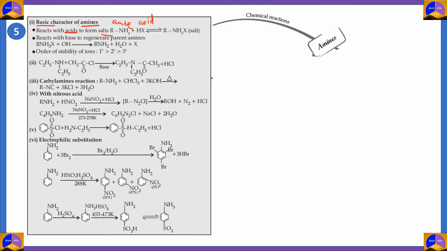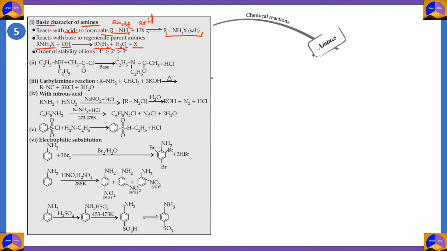Being basic, amines form salts, and these salts can react with bases to regenerate their parent amines. What regenerates is the ammonium salt. When an ammonium salt reacts with a base, it regenerates the parent amine. If we have RNH3X, an ammonium salt, and OH, the hydroxy part of the base, when we react these two, we get our parent amine, RNH2, plus water and the halide.